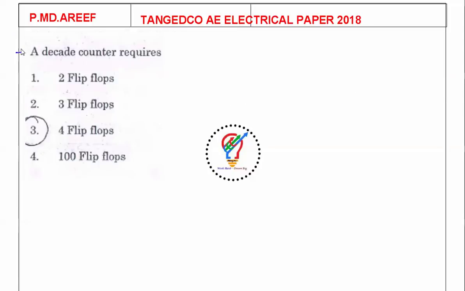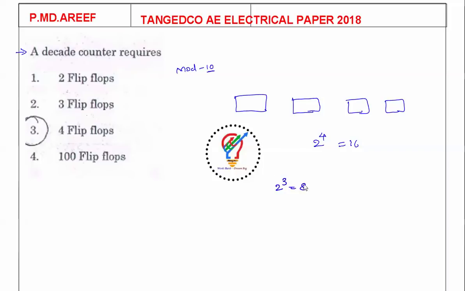Next question: a decade counter requires. Decade counter is also known as mod 10 counter, which requires 4 flip-flops. 4 flip-flops means 2 power 4, which is 16. Mod 10 means more than 8, since 2 power 3 is 8, but it's a decade. So a mod 10 counter requires 4 flip-flops for its operation. The answer is 4.